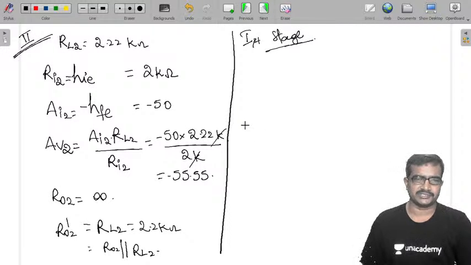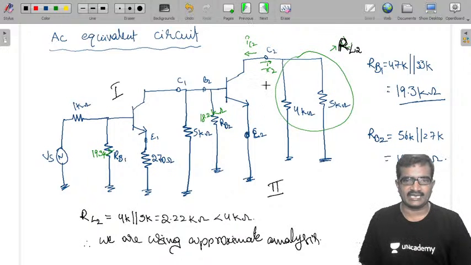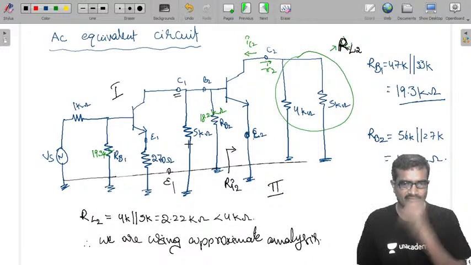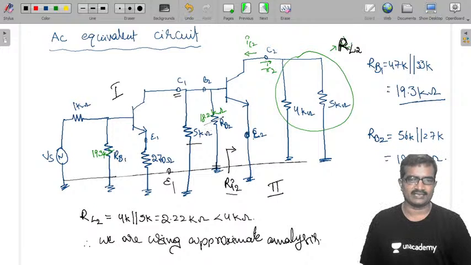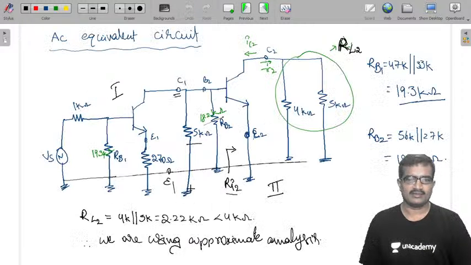Now I am going to analysis of first stage. For first stage analysis, first you should know RL1, which is nothing but the resistance connected between collector 1 to emitter 1. It is RI2, we know that. Now this is 5K parallel with 18.2 kilo ohms parallel with RI2. These three resistors are parallel. Okay, so 5K parallel with 18.2K parallel with RI2.